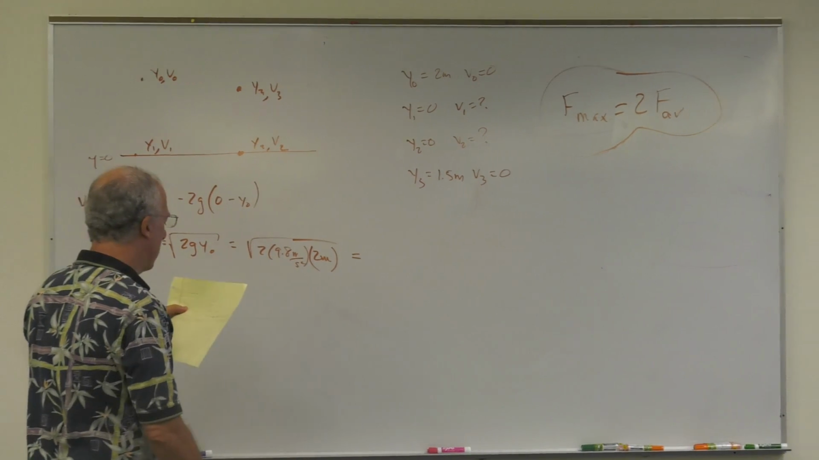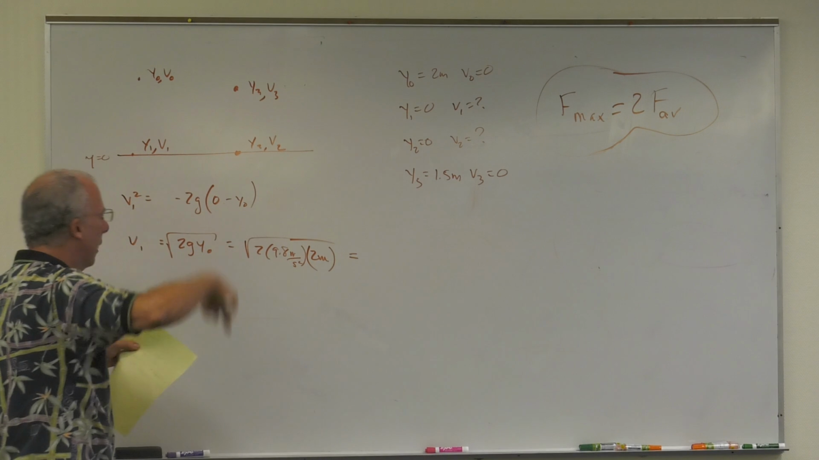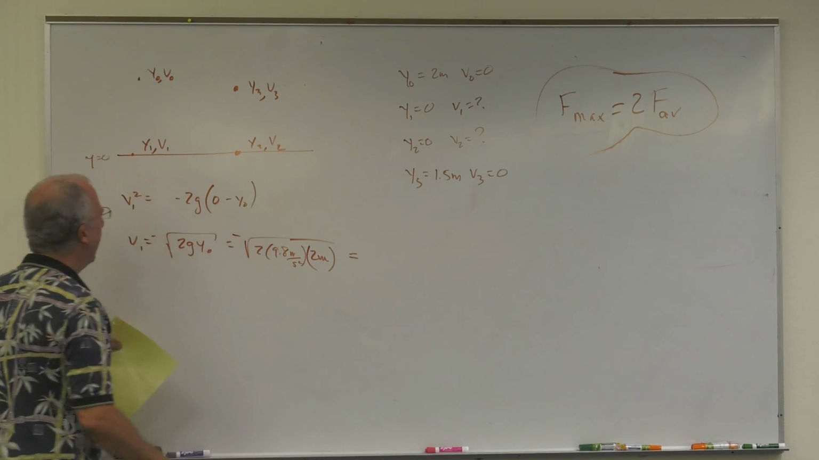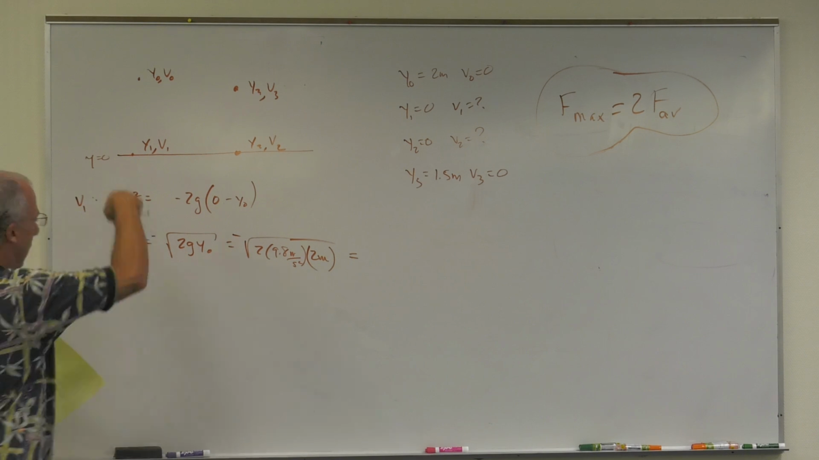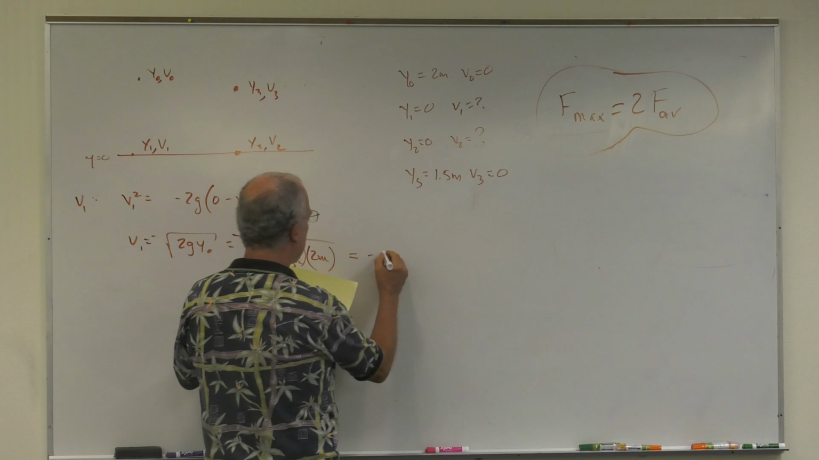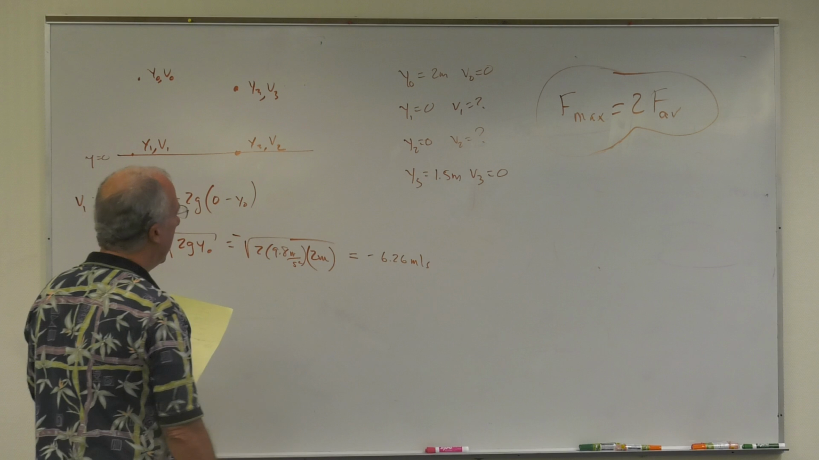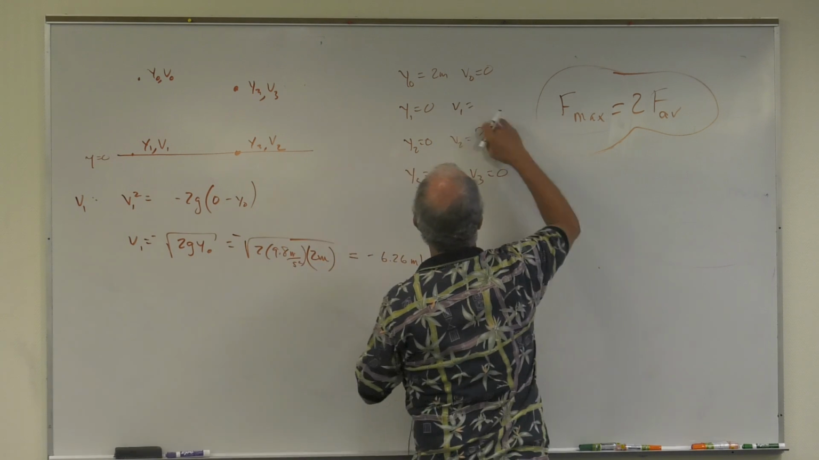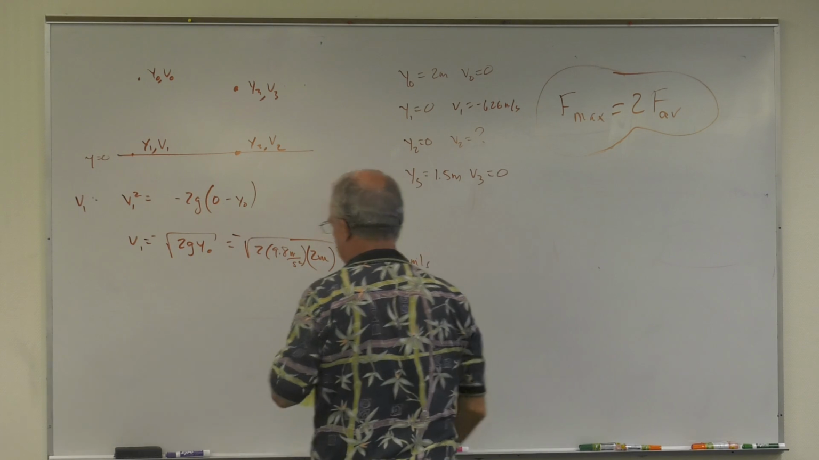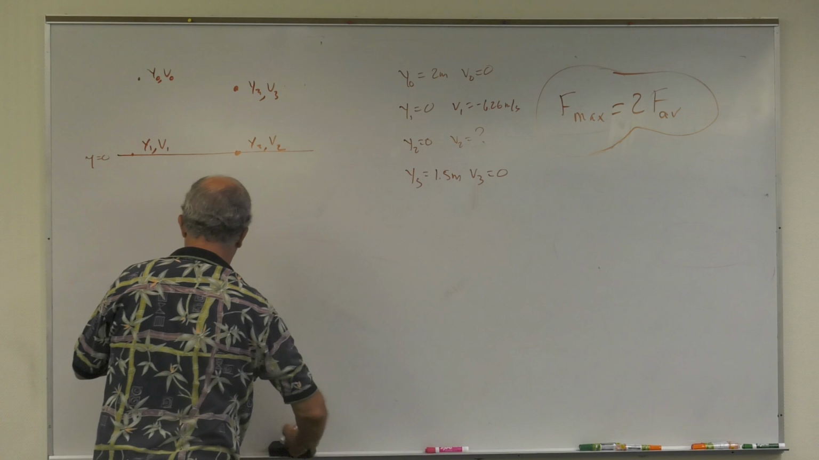But wait a second. I took the square root. What's the sign? It's minus, right? Don't forget that. I know v1 is negative, so when I take the square root, I choose the negative. So v1 is minus 6.26 meters per second. That wasn't bad. It's good old kinematics. Can do that.